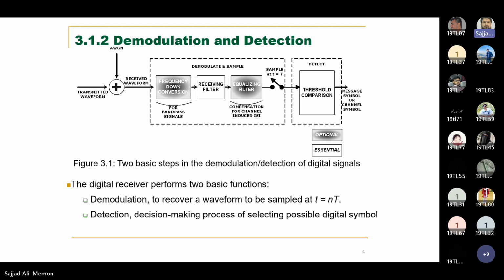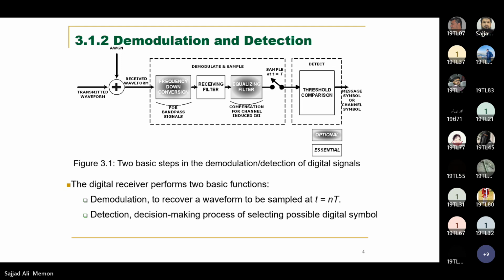The job of the equalizer is to remove any unwanted signals which are destroying the shape of the waveform. So the equalizing filter tries to again shape the received signal to the signal that was actually transmitted. This receiver performs two basic functions: demodulation to recover a waveform to be sampled at t is equal to nT, and detection, that is the decision making process of selecting the possible digital symbol.